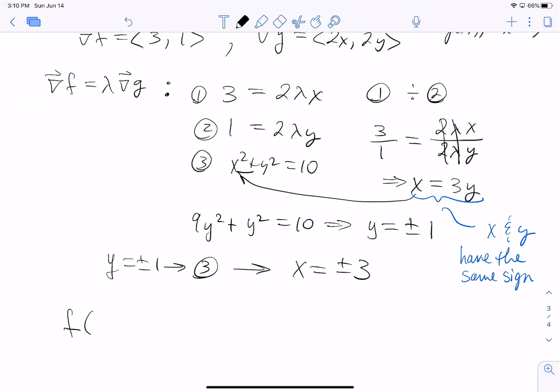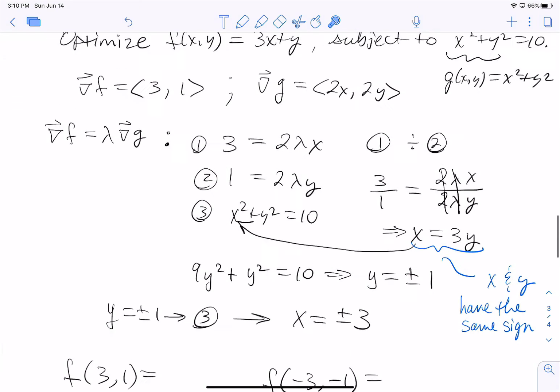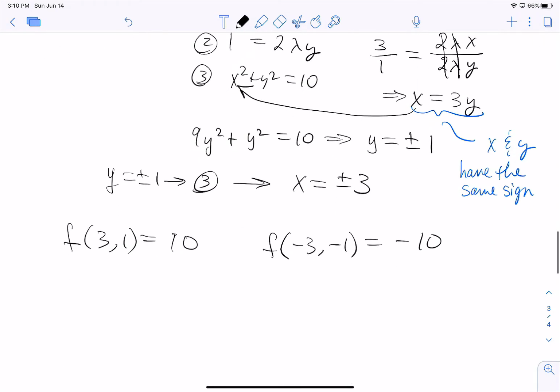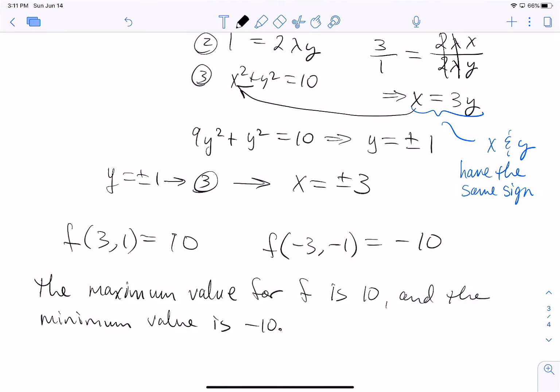Because of that, we care about f(3, 1) and f(-3, -1), but we do not care about, for instance, f(-3, 1). Using our original function f, which is 3x plus y, we can see that f(3, 1) is equal to 10, and f(-3, -1) is equal to negative 10. We can answer the question by saying that the maximum value for f is 10, and the minimum value is negative 10.